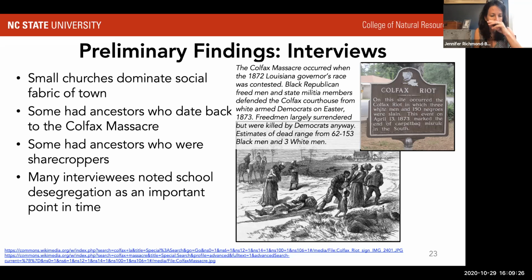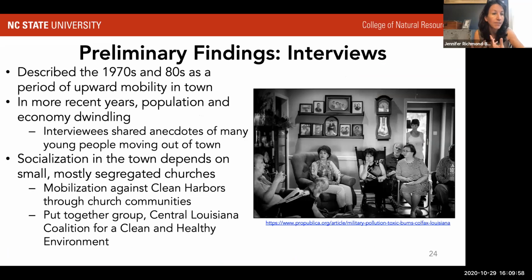And so this massacre occurred when basically the 150 or so men who were holed up in this facility were brutally murdered. And so that was in the town of Colfax about the end of Reconstruction there. Some of the study participants also had ancestors who were sharecroppers in the town, and many interviewees had lived through school desegregation and noted that to be an important point in their lives. So they've seen a lot of upheaval.